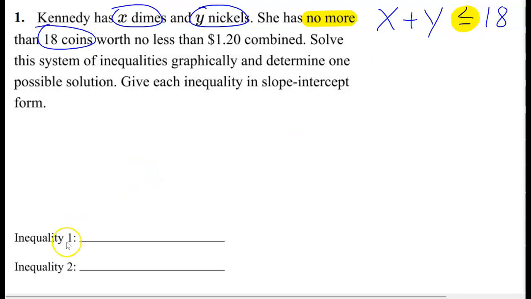All right, so what we want to do is solve and put it in slope-intercept form, which is y equals mx plus b. So I am going to subtract the X on both sides.